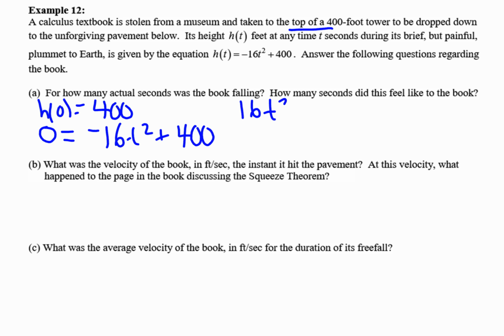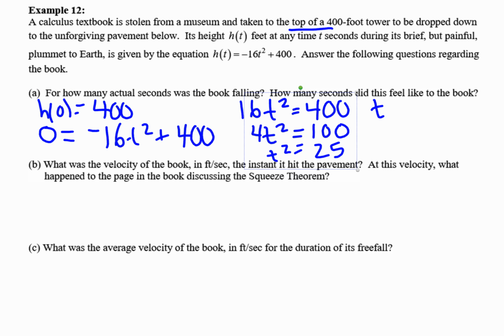Okay, so solving that, if I move the t to the other side, divide both sides by 4 to make it a little easier. So t equals 5. Our time is not going to be negative, so that's why I'm not including the negative root. So that would be 5 seconds that the book was falling. How many seconds did it feel like to the book? Probably like an eternity. It would be a long way down.